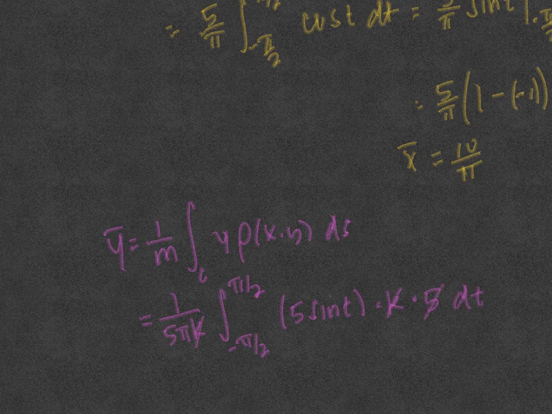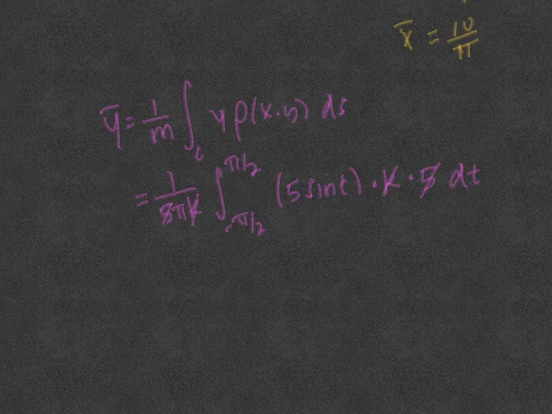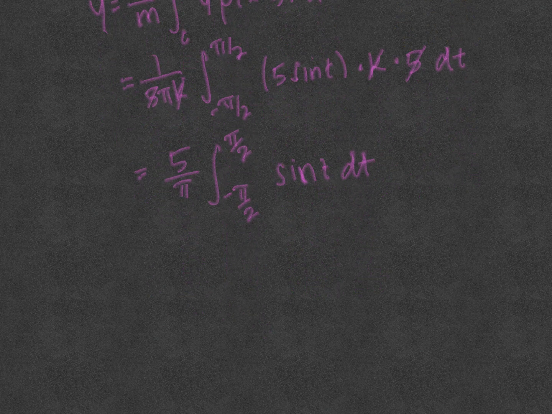Now the k's cancel and the 5's cancel, so we're going to bring that 5 out to be 5 over pi. We have the integral from negative pi over 2 to positive pi over 2, and we're integrating sine of t with respect to t. So we have 5 over pi, and the integral of sine of t is negative cosine of t from negative pi over 2 to positive pi over 2.